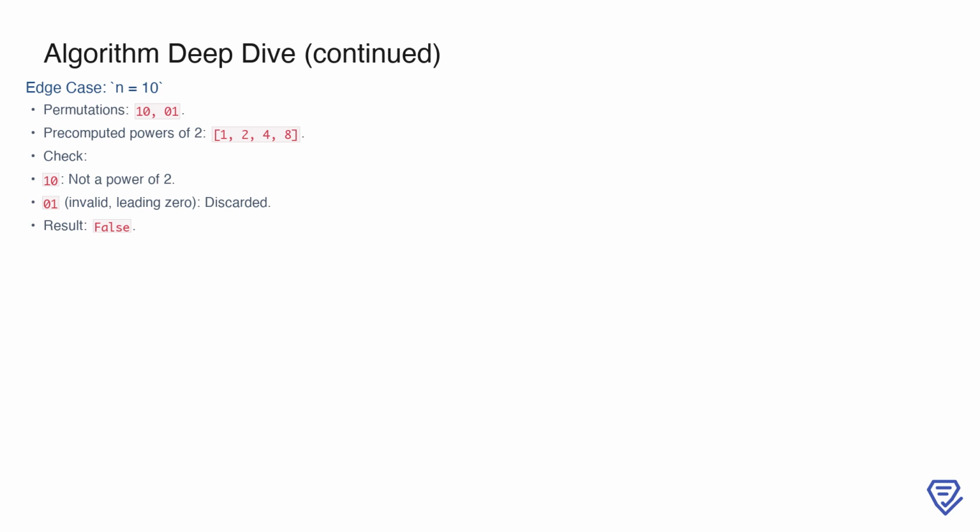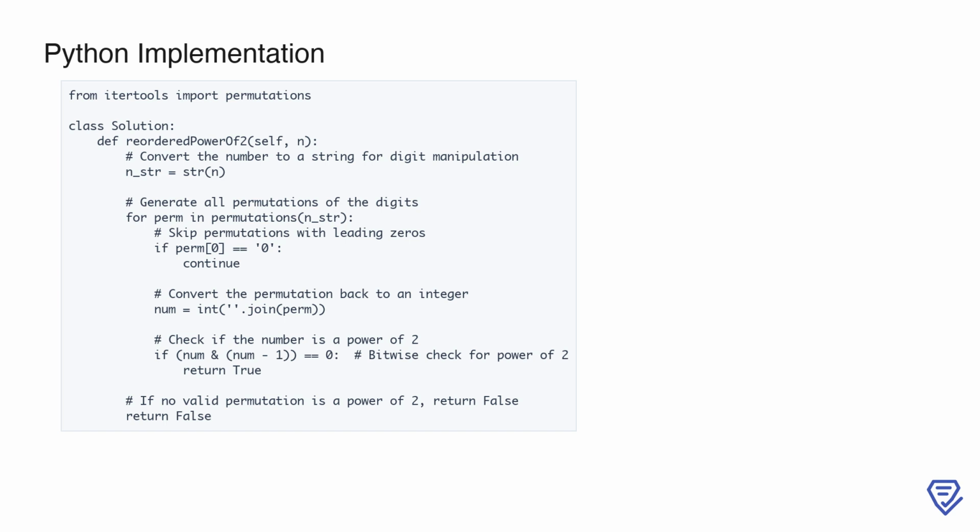The problem requires determining if the digits of a given number can be reordered to form a power of 2. Let's walk through the solution line by line. First, we import the permutations function from Python's itertools module. This function will help generate all possible rearrangements of the digits of the input number. The solution is encapsulated within the reordered power of 2 method of the solution class.